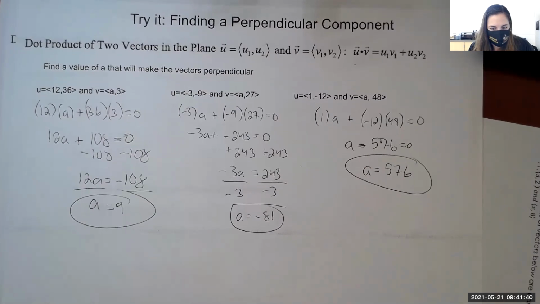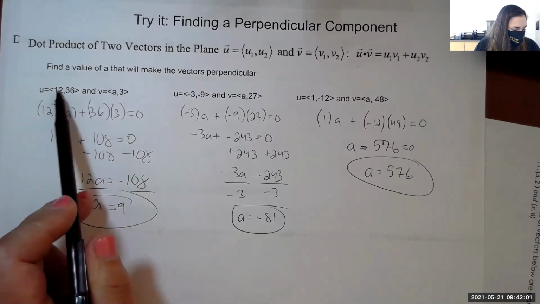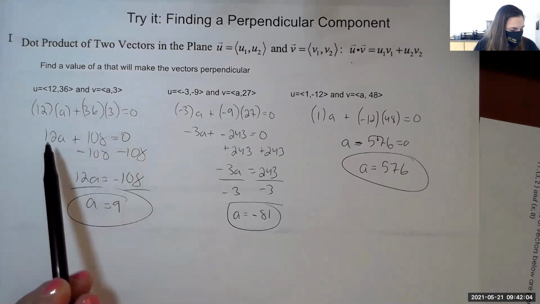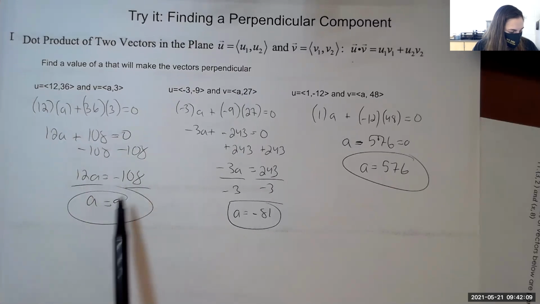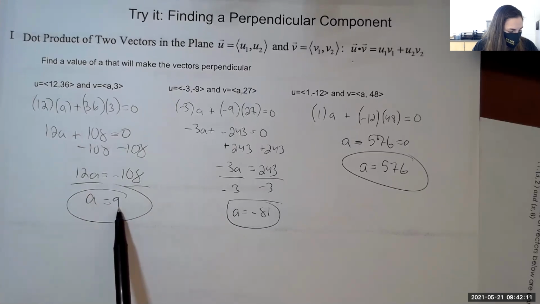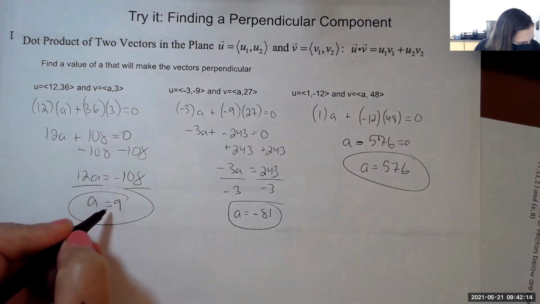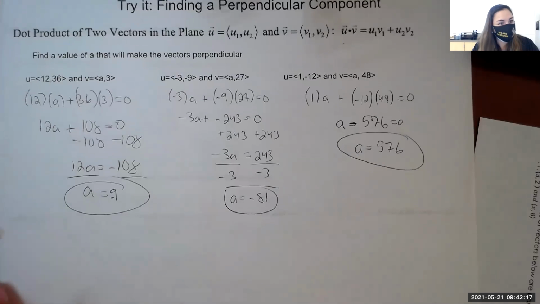So it looks like people's setup is okay. It's just double checking your order of operations and stuff like that, right? So we've got 12a plus 36 times 3 equals 0, 12a plus 108 is 0, minus 108 minus 108, 12a equals negative 108. So divide both sides by 12 and you get that a is negative 9. Negative 9. All right.